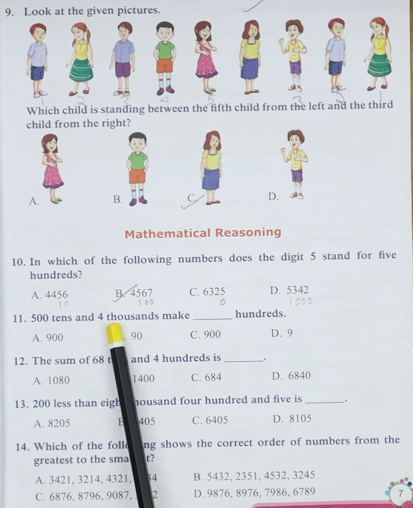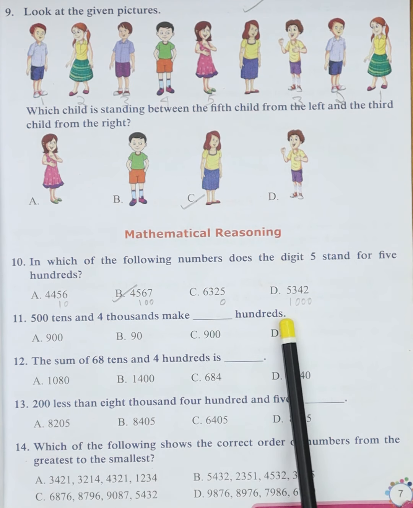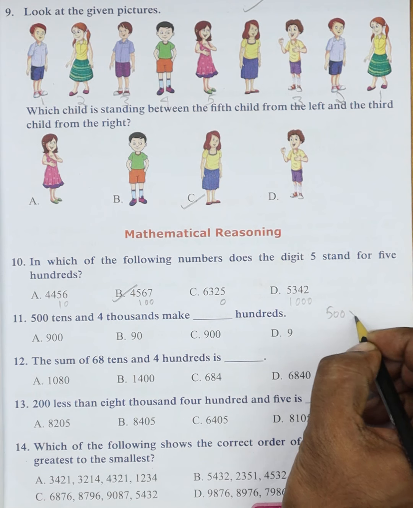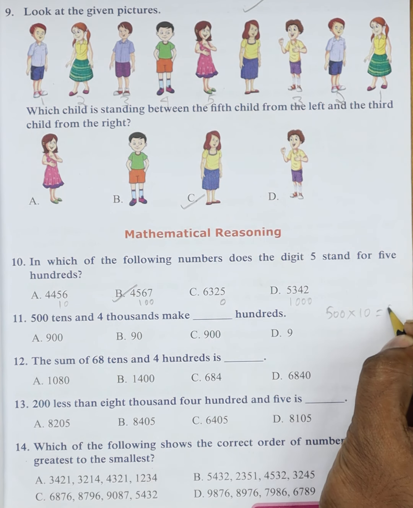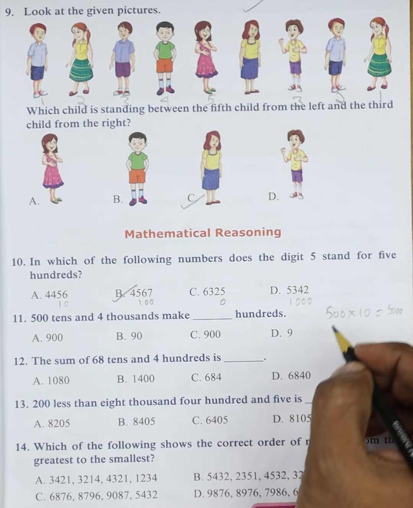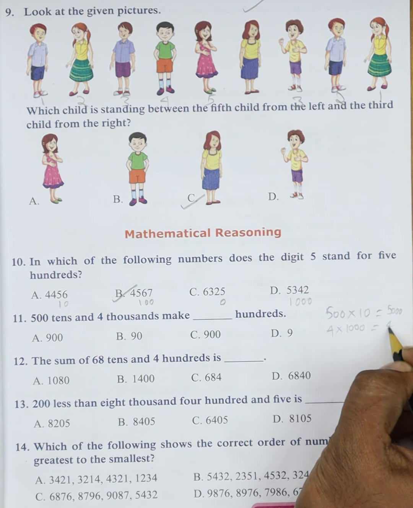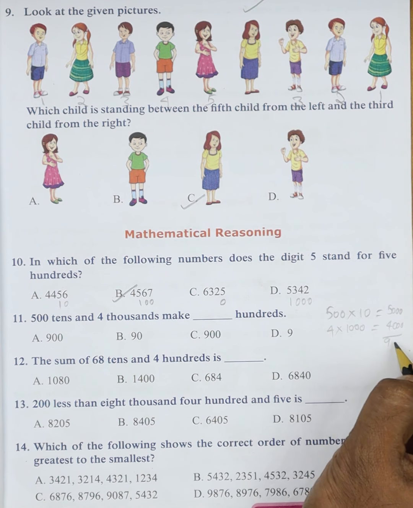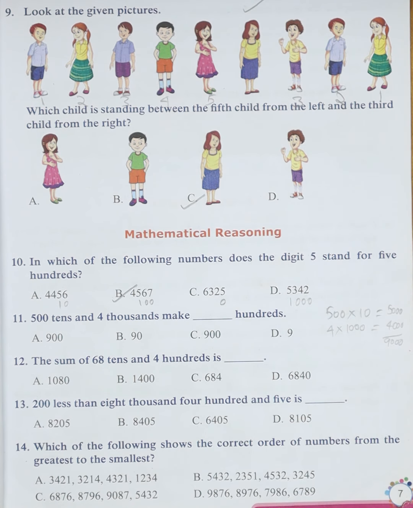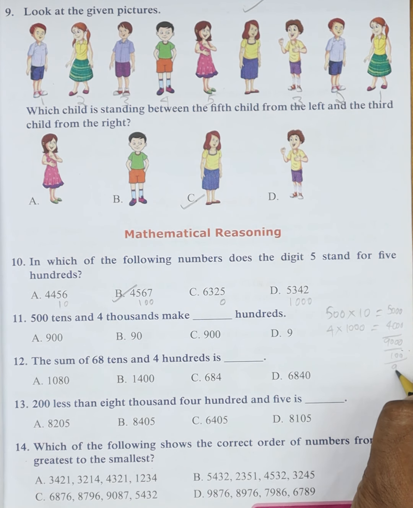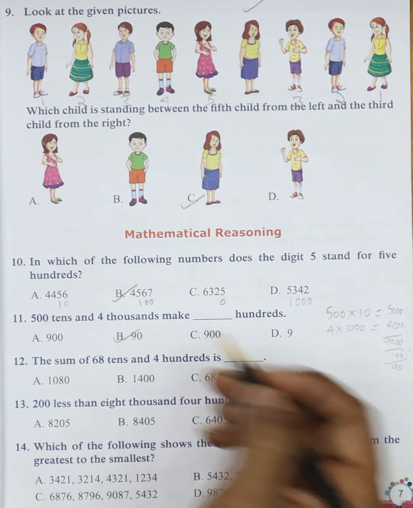Okay, 500 tens and 4000s make dash hundreds. So we have 500 into 10, which is 5000, and 4 into 1000, which is 4000. So we get 9,000. How many hundreds make 9,000? So this is divided by 100, which is 90. So the answer is B.